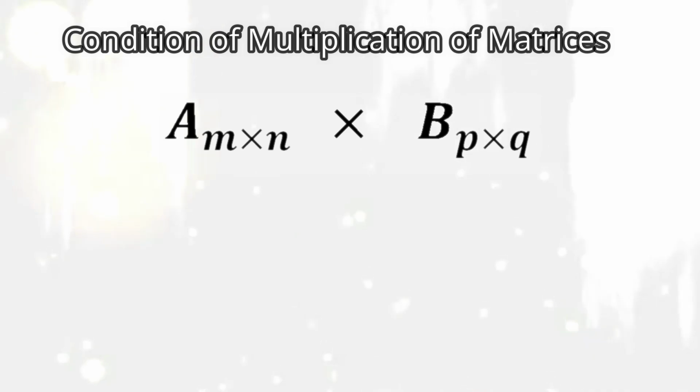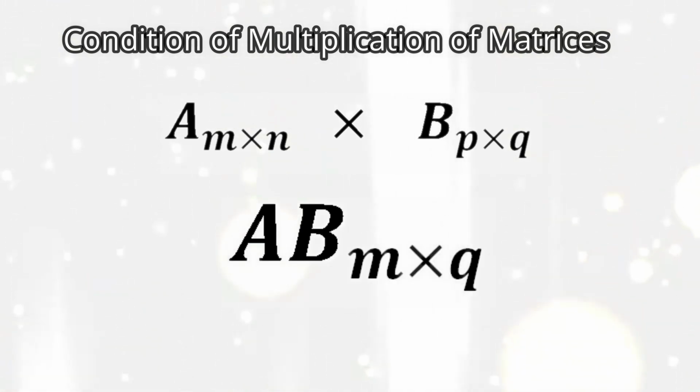So, if n is not equal to p, it means A times B is not defined. Let's say n equals p. So, the product of A times B is AB. The dimension of AB is m by q.